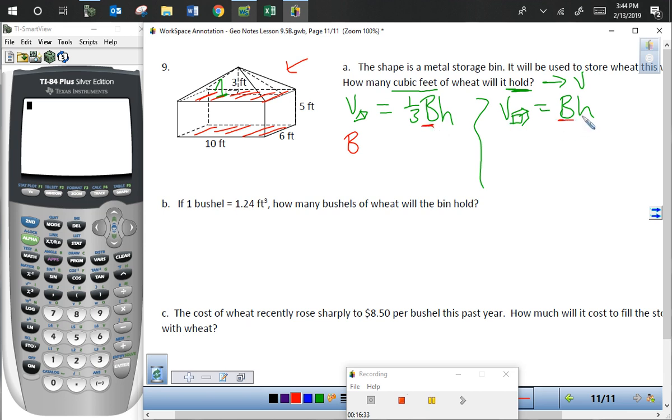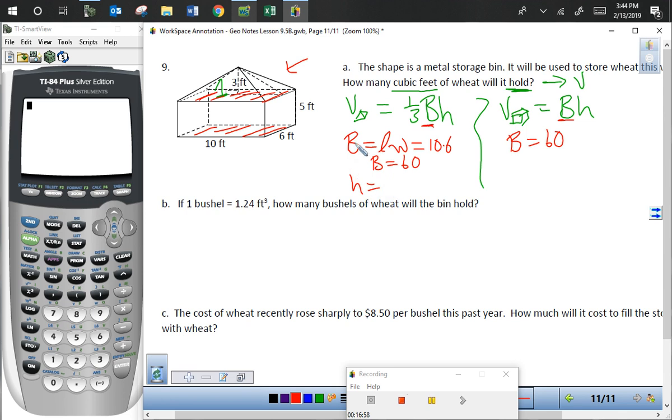They're exactly the same. When this bottom is a rectangle, we have to do length times width. So that looks like 10 times 6, which equals 60. So we can immediately say over here that the area of the base is 60 as well. That didn't change. But our H is a little bit different.